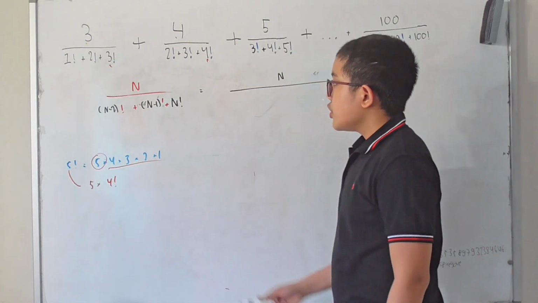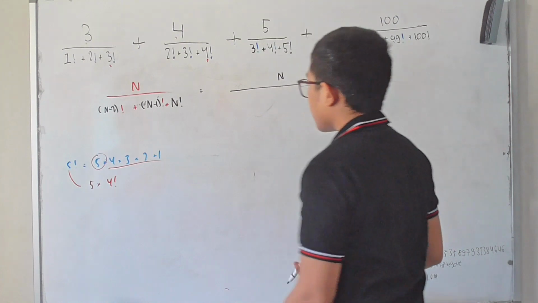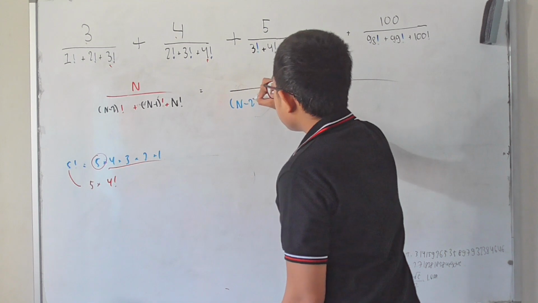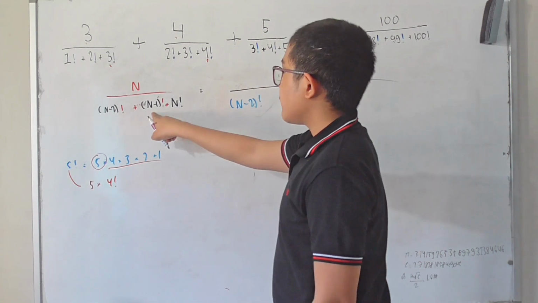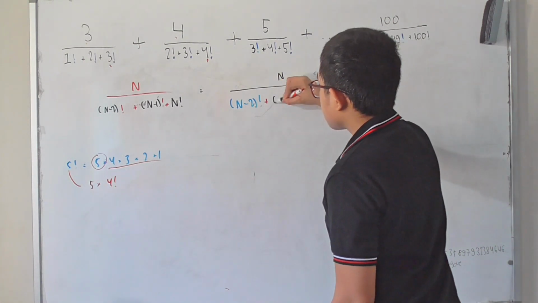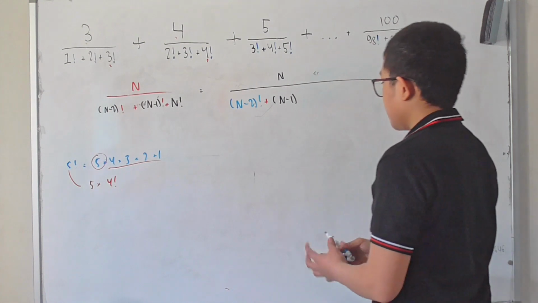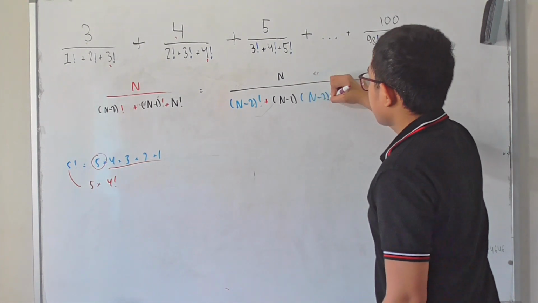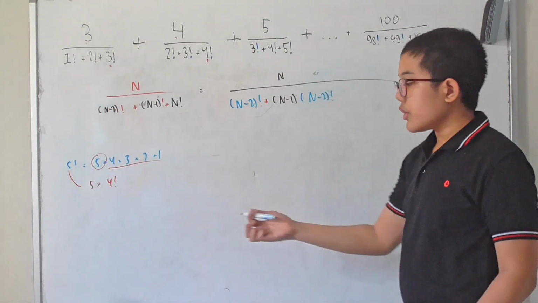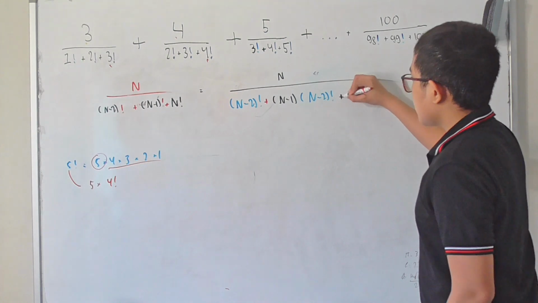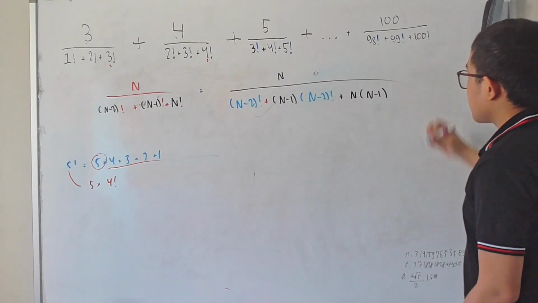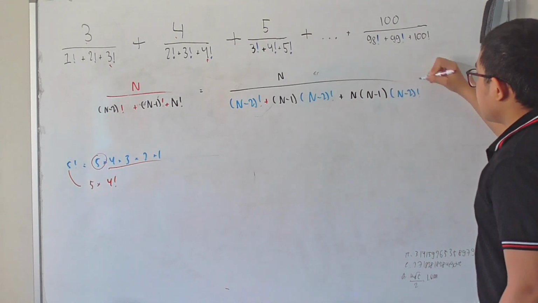We can use this expression to evaluate some of these. For example, let's say the n minus 2 factorial. We're just going to keep it that way for now, n minus 2 factorial. But for n minus 1 factorial, we can say that it's basically n minus 1 times by n minus 2 factorial. We're just using this property right over here. And the same thing goes for n factorial. We can use the same property. So we're going to add it with n times by n minus 1 times by n minus 2 factorial.